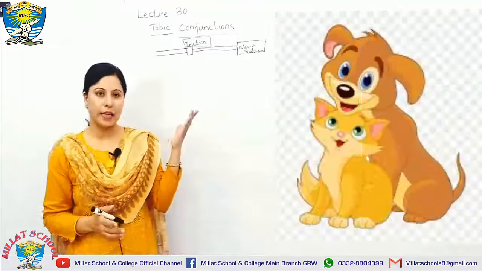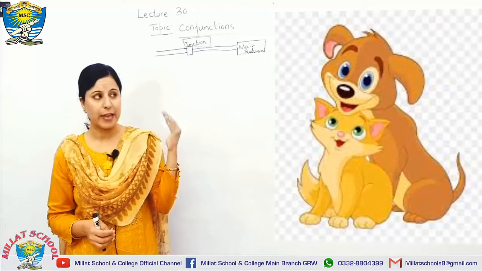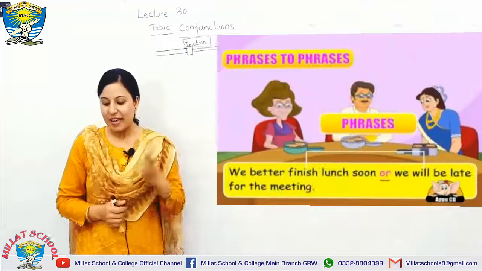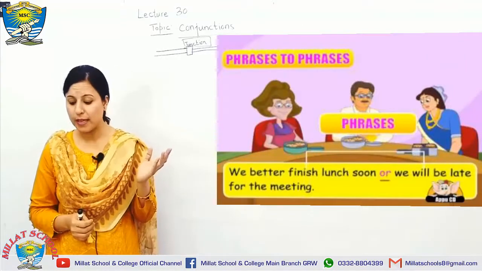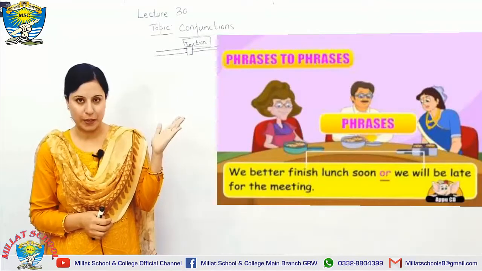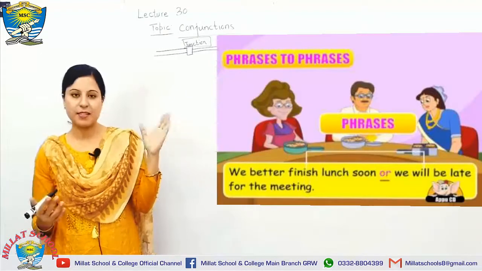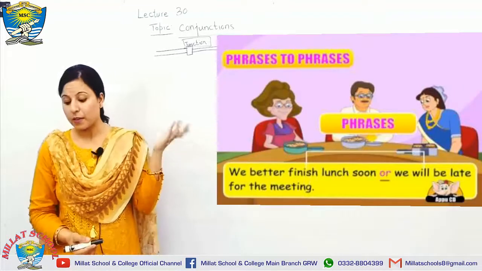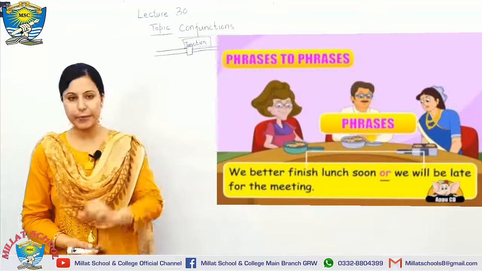For example, in this picture, can you all see what this is? This is a picture of a cat and a dog. So sweet, these two. Can you see more pictures here to join more sentences? Yes, you can see a phrase in this picture. A family is sitting at a table and they are talking, like, we better finish our lunch soon or we will be late for the meeting.